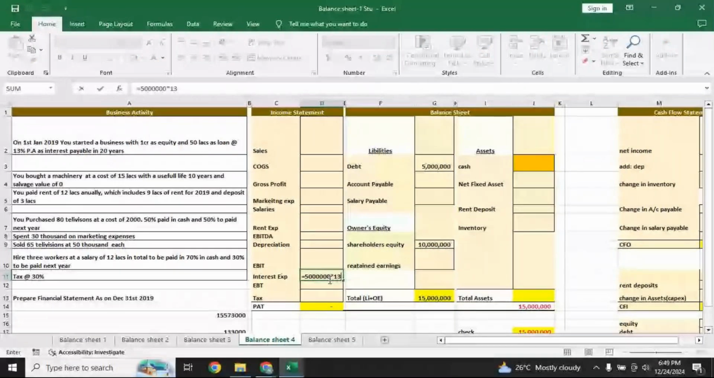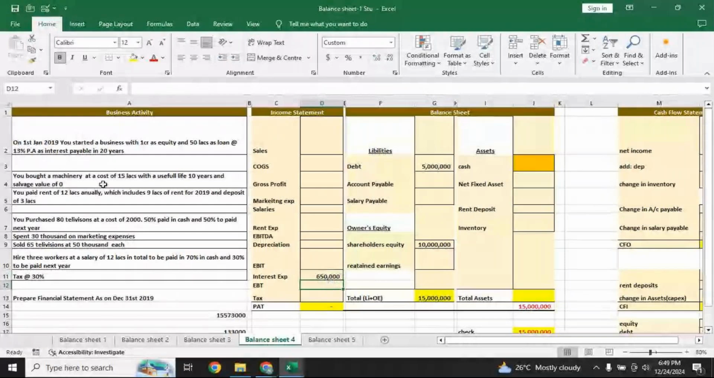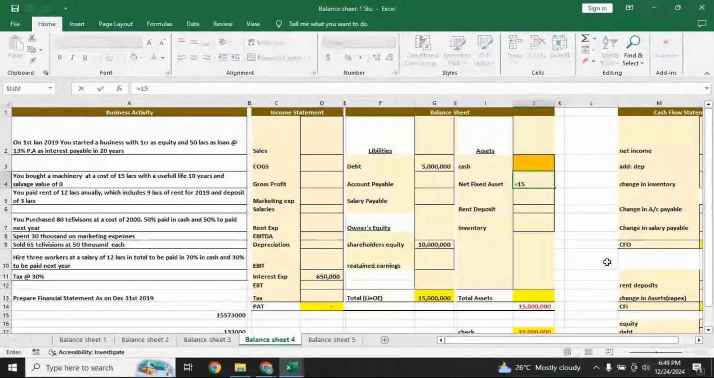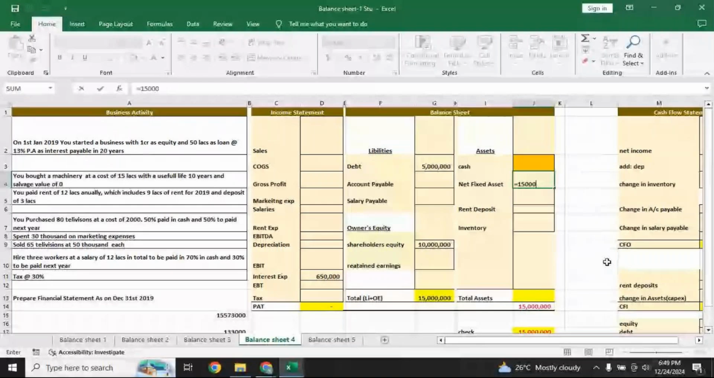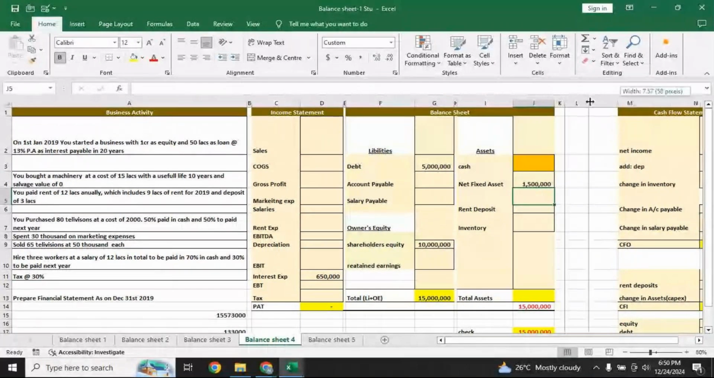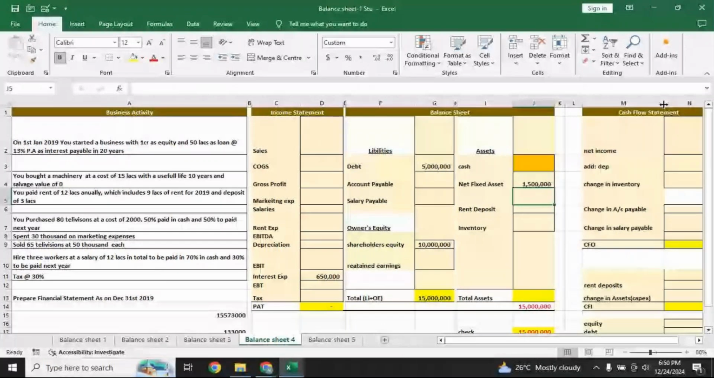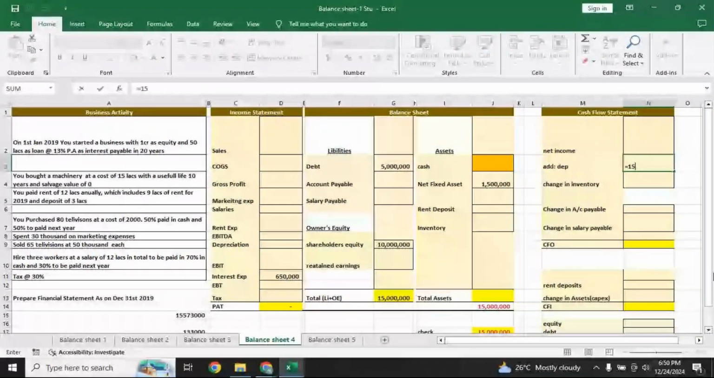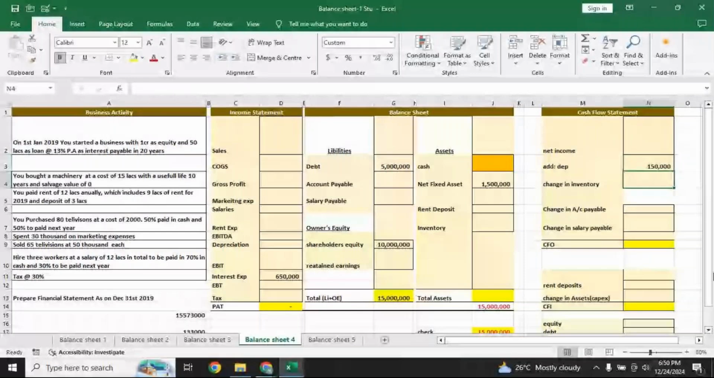Bought machinery at the cost of rupees 15 lakh. So the useful life of this machinery is for 10 years. So depreciation is cost divided by 10. So net fixed asset will be 15 lakh minus the depreciation. So this will be the net fixed assets.